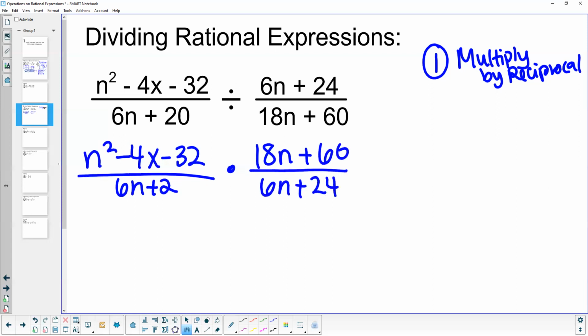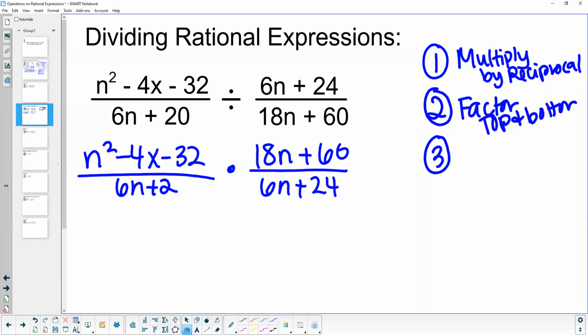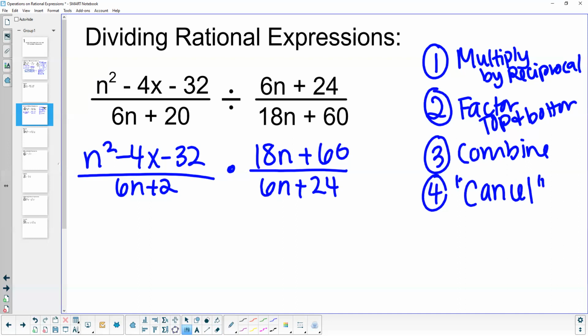Okay, now that it has been flipped over and we have a multiplication problem, then we can just follow the steps of a multiplication problem where we will factor out the top and the bottom. Then once we factor, we combine them together. After we combine them together, then we are going to cancel out what's in common on top and bottom. Oof, my spelling is struggling. We are going to cancel out what's on the top and bottom, and then last write that simplified version. So let's go ahead and walk through those steps here with this problem.